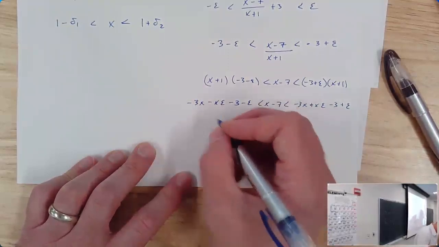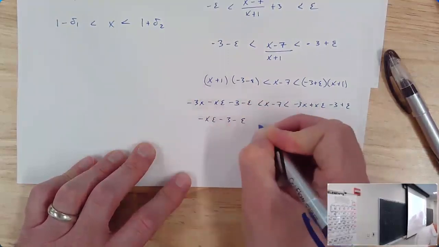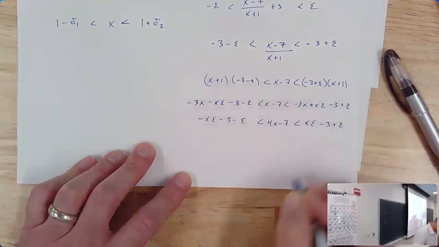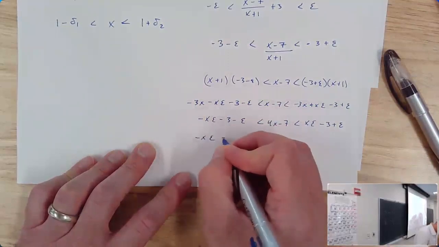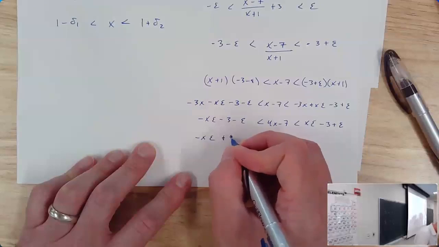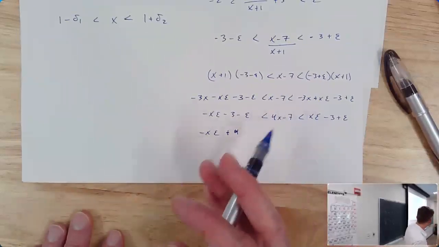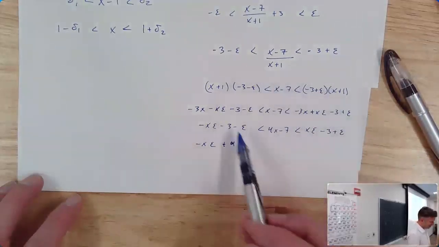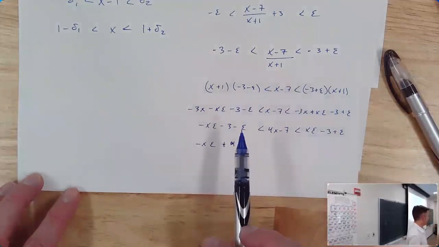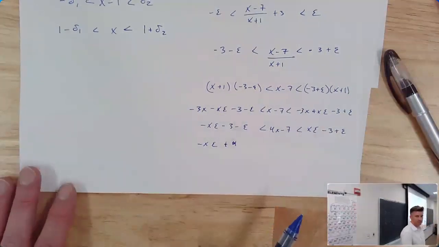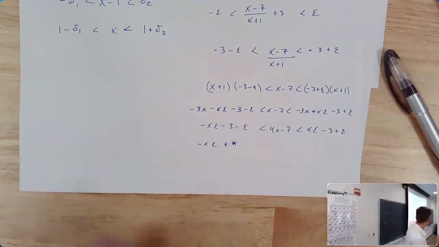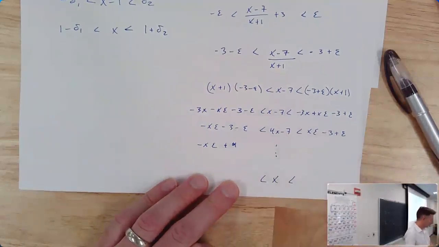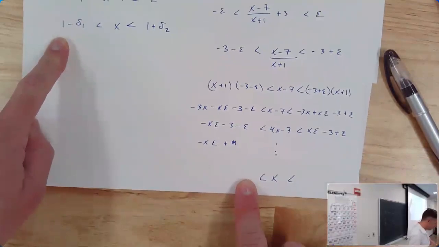So if I add 3x, and add 7 to everything, what I'm trying to do is get x isolated in the middle. I think I need a little more time to work this one out because the algebra is a little complicated. But basically, the idea is you just keep going. Eventually, we'll get to a place where we have x between two things, and then we'll say that that thing there is that thing there, and that thing there is that thing there.